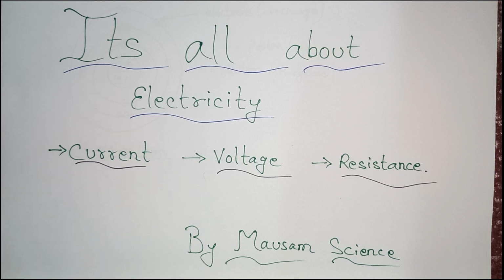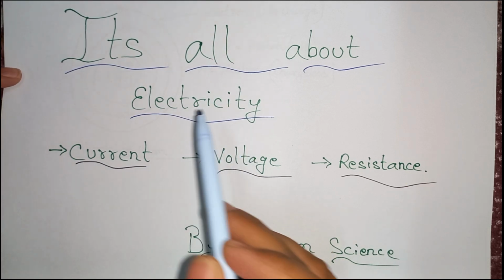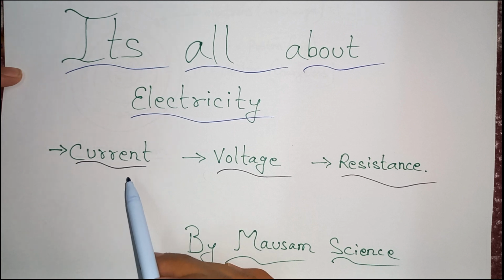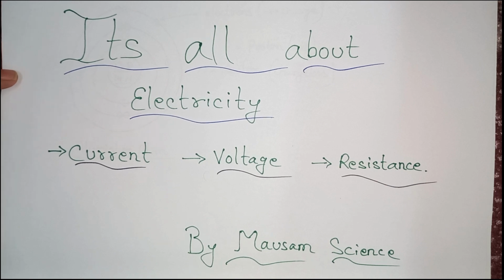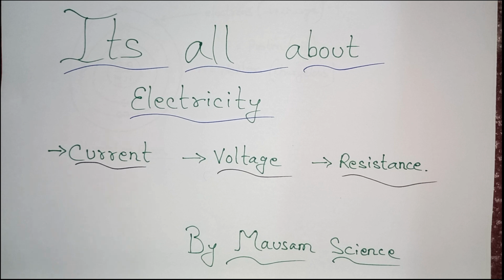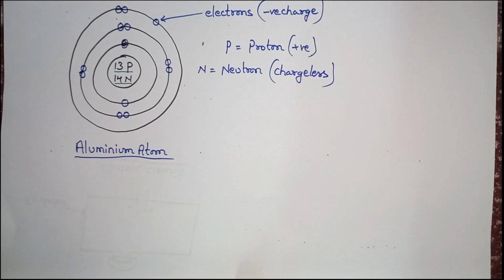So today we are going to learn about electricity: how electrical current flows in a circuit, and current, voltage and resistance. These terms we are going to learn today. Any appliances that we use in our daily life need electricity. For example, washing machine, TV, fridge, these all appliances need electricity. So where does the electricity come from? We need to learn about that.